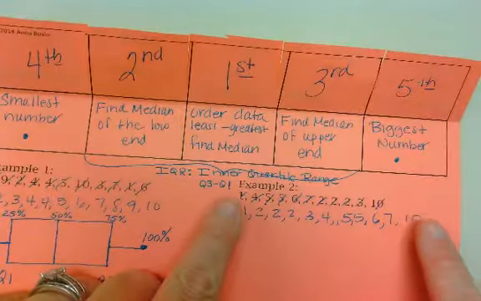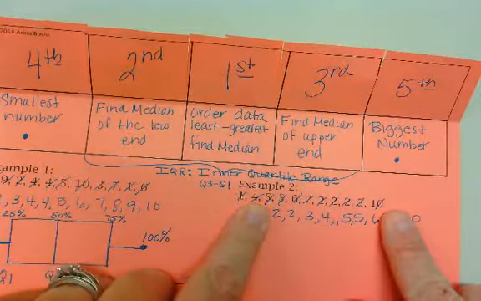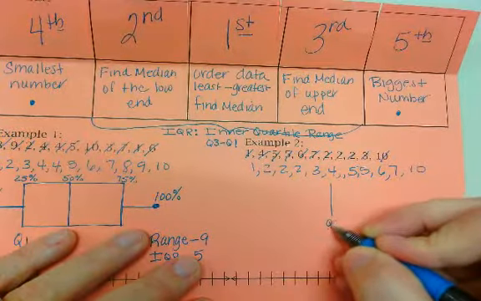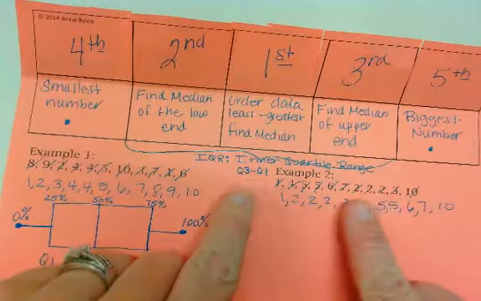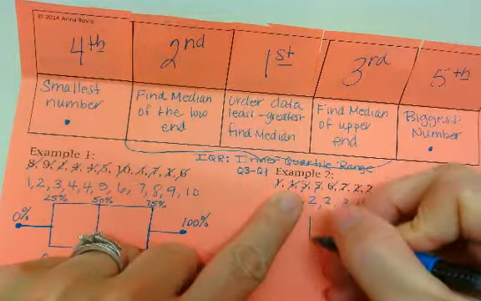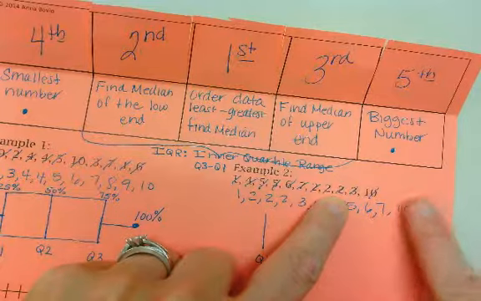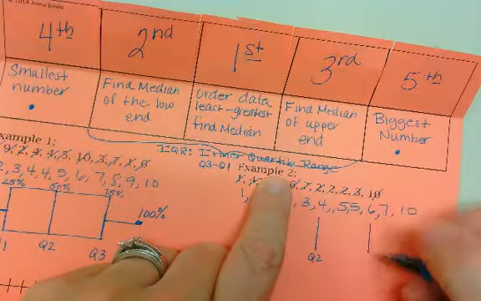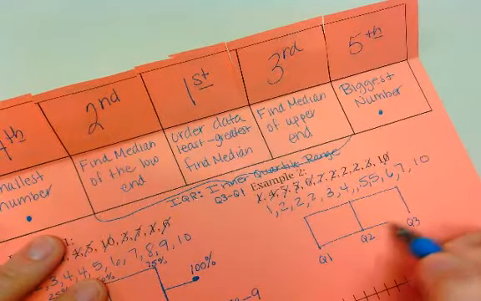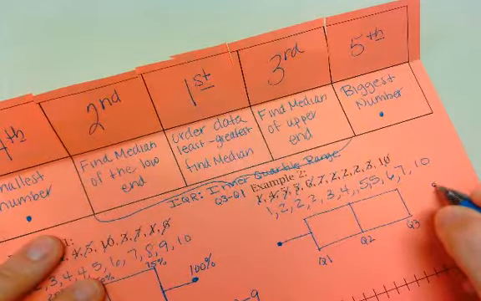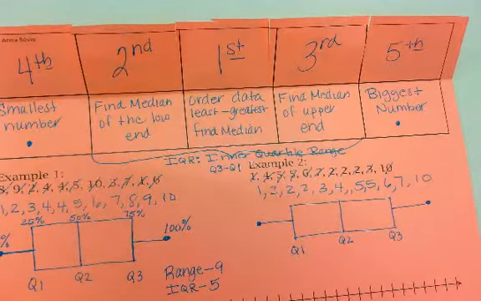Okay, so we're going to find our median, which is 4. That's our Q2. We're going to find the median of our lower end, which is 2, and that's our Q1. Then the median of our upper end is 6, and that's our Q3. Then we connect our box, and we find our minimum, which is 1, because that's our smallest number, and our maximum, which is 10, our biggest number. Connect the dots, and now we have a box plot.